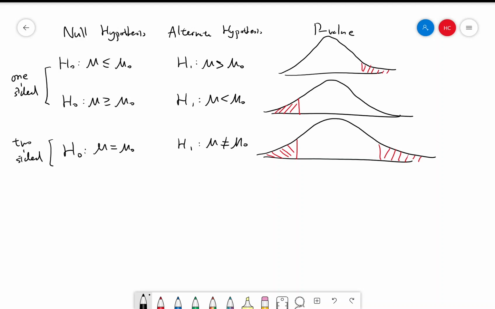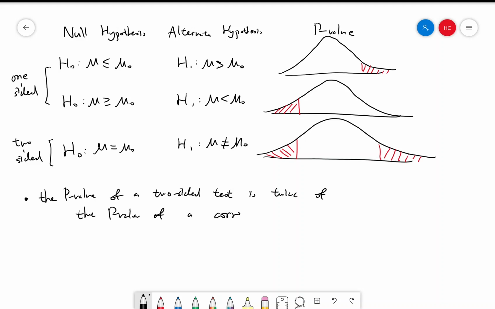So here are some observations to be made. First, because the two-sided test counts the area of two tails instead of one tail, the p-value of a two-sided test is twice the p-value of a corresponding one-sided test.